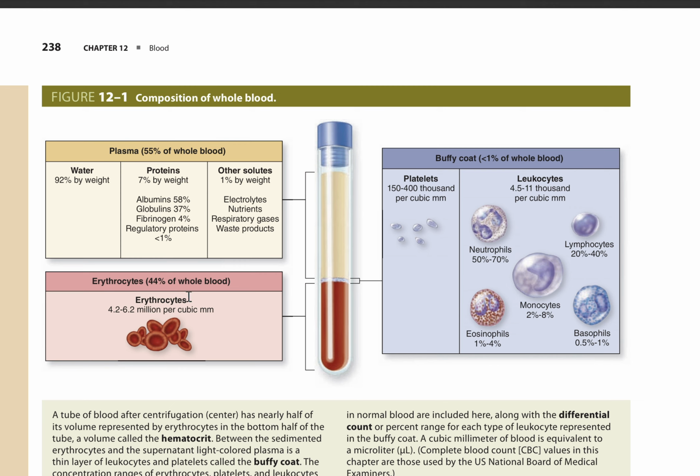And then we have erythrocytes, which are red blood cells. So today we're going to discuss these erythrocytes, and then we're going to go to this buffy coat, and the last one I'm going to discuss is the plasma. So it's going to be in a separate video. So first we're going to discuss the erythrocytes.